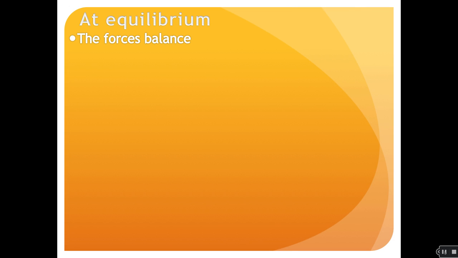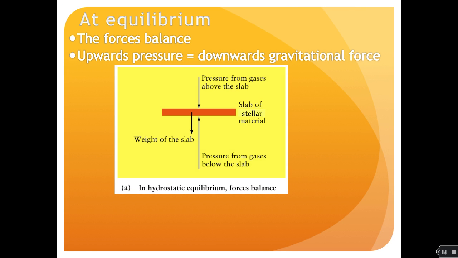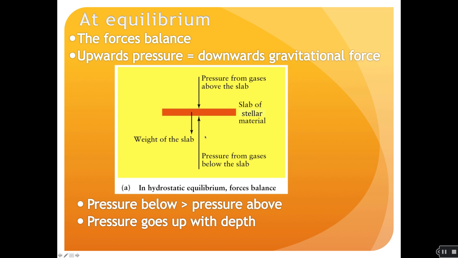So, at equilibrium, we have a balance of forces. You can think of it as there's pressure in all directions from the gas, but there's only a weight towards the centre of gravity. So here we have a slab of material inside the star. It's got a weight acting downwards, and it's also got pressure from above the slab and pressure from below the slab. Because it's got pressure from above and weight, in order to balance, you're going to have more pressure from below. And what that means is that the pressure below is always got to be higher than the pressure above. So the pressure goes up with depth or down with altitude.